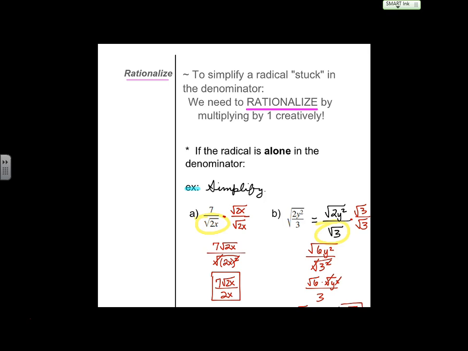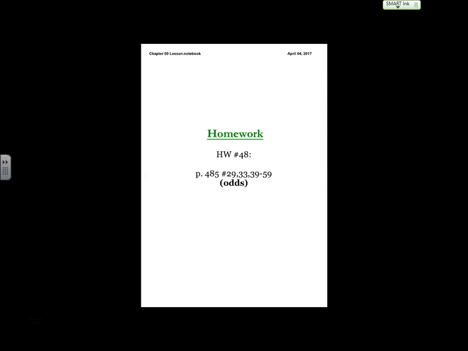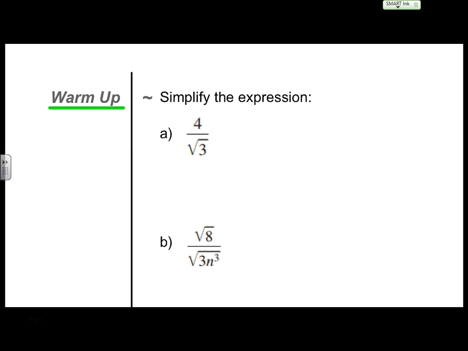If it's alone, it's easy. Multiply top and bottom by what's exactly there. So in your warm-up, was the radical alone? Yes. The first 2, 3. The radical was alone. That was 4. So we need to multiply by 1 creatively on both of these.